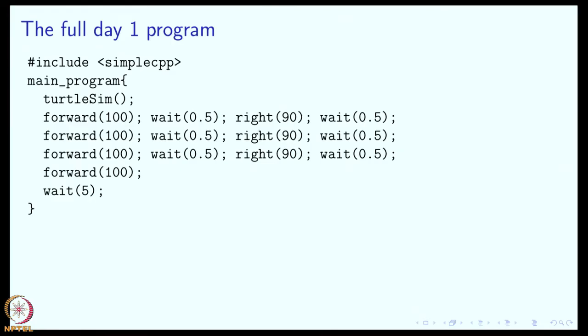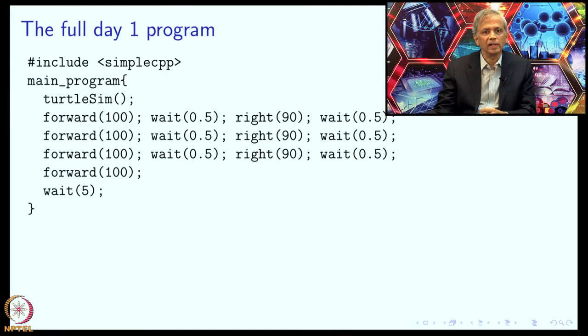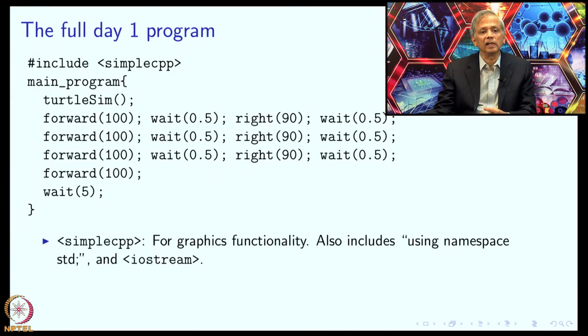Well, the first program actually is a little bit more complicated because there are additional things in it. So there are these waiting statements. Okay. So you have to make the turtle wait, because otherwise the whole thing will happen so fast that you will not get a chance to see it. And then you need that line simple CPP because you want to tell the computer that, look, I want to use the graphics functionality.